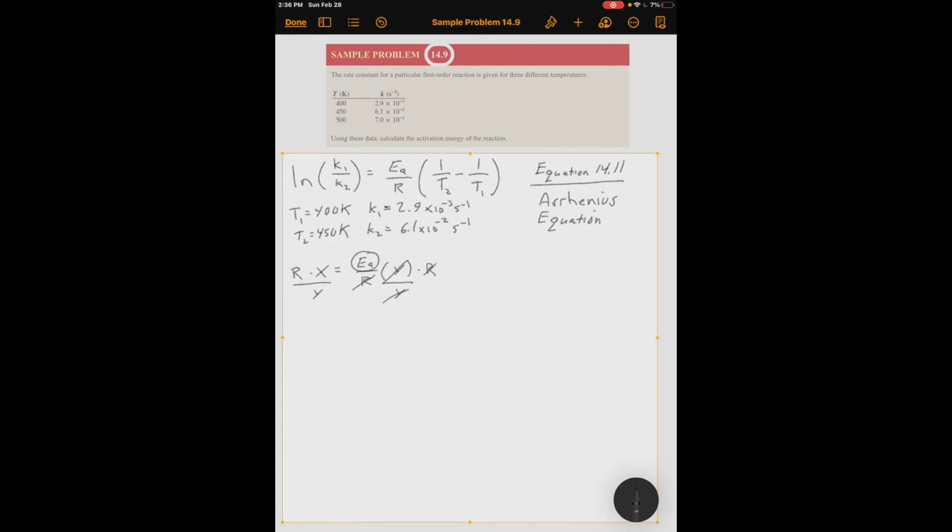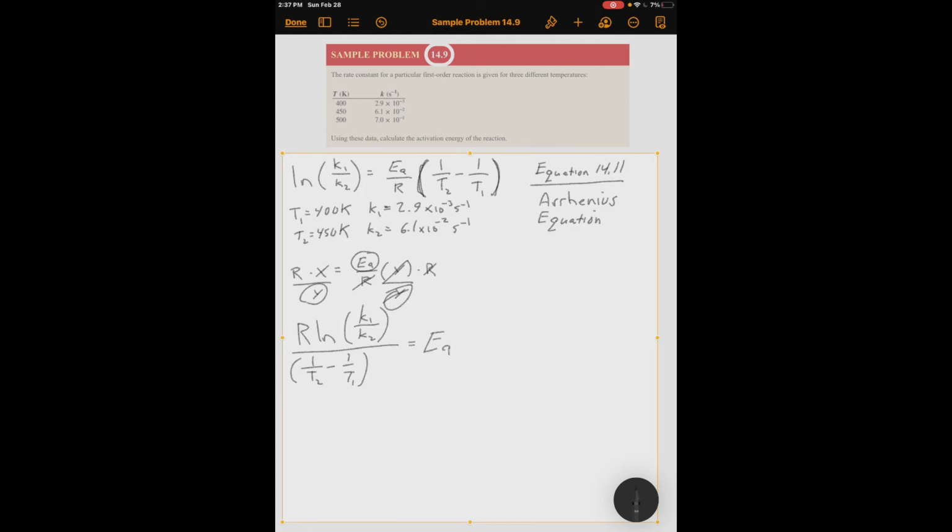So it looks like all we got to do is multiply both sides by R, and then divide both sides by whatever's in the parentheses. So it's going to be kind of interesting looking. So I'm going to divide both sides by 1 over T2 minus 1 over T1, just like I divided both sides by Y. And then I'm going to multiply both sides by R. So R times ln of K1 over K2, over 1 over T2 minus 1 over T1. And that should give you the activation energy.